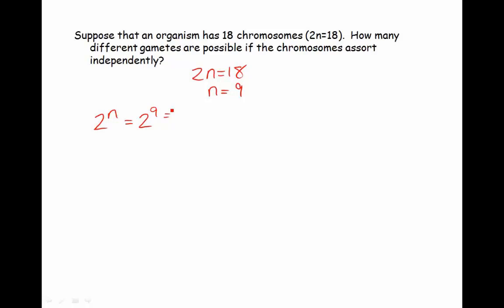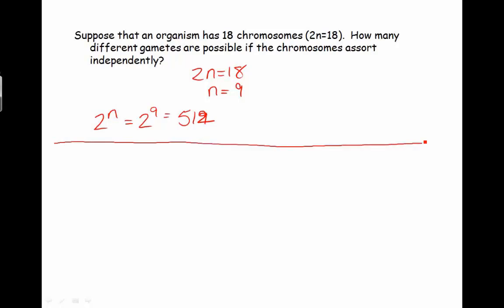Okay, so 2 raised to the n power, so 2 raised to the 9th power is going to give us 512 possible combinations. 512. Notice that simply going up to a total chromosome number of 18 from 4 significantly increased the number of possible combinations that we can have based on independent assortment.